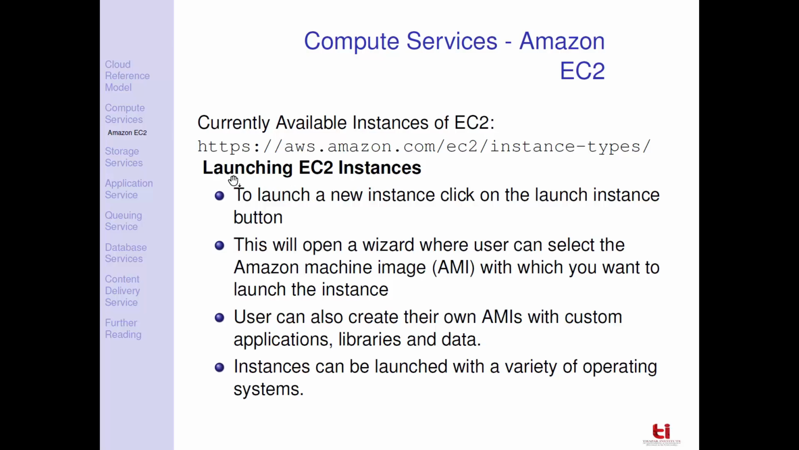Okay, so let's see how to launch an EC2 instance. To launch a new instance, the user can click on the launch instance button. It will open a wizard where the user can select the Amazon machine image, or the instance which we just saw, with which they want to launch the instance. The user can also create their own AMIs with custom applications, libraries, and data. And instances can be launched with a variety of operating systems. It possibly offers every operating system which is available to load in a virtual machine.